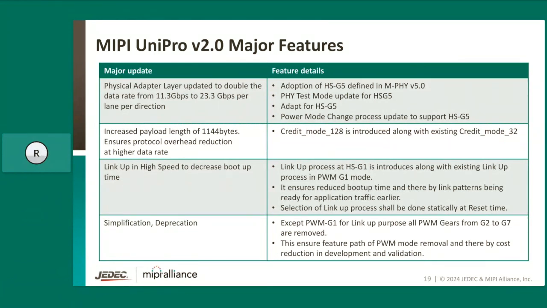Apart from adding new features, there are certain optimizations done to ease the implementation, especially for unused features such as PWM gears from G2 to G7, which are removed from the specification. Only gear 1 is retained. And this also makes a path for future enhancement where, in the next version, we can get rid of PWM mode completely. So these are the major and minor details of UniPro 2.0, which we will see in UFS 4.0.